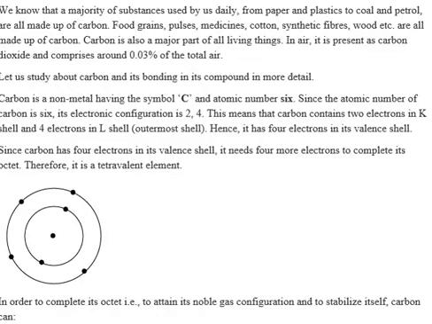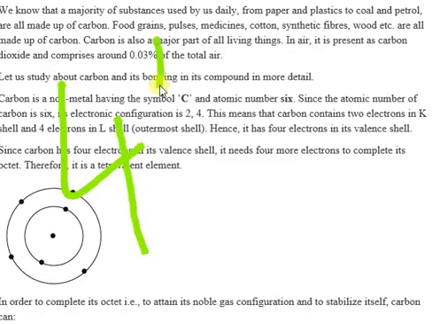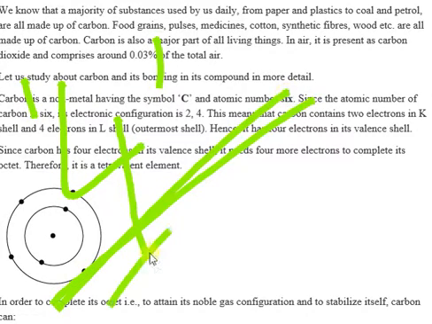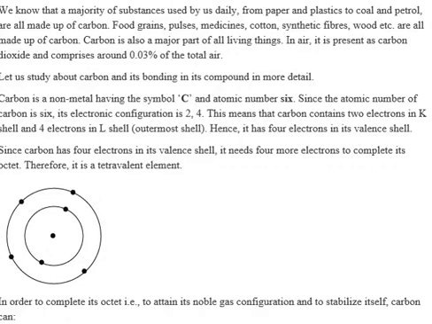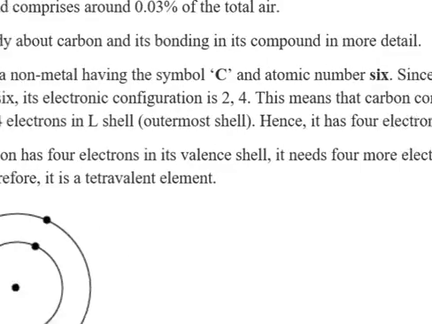Carbon has the symbol C and its atomic number is 6. Its electronic configuration is 2, 4 and its valence is 4. Carbon is a non-metal having the symbol C and the atomic number 6. Since the atomic number of carbon is 6, its electronic configuration is 2, 4.